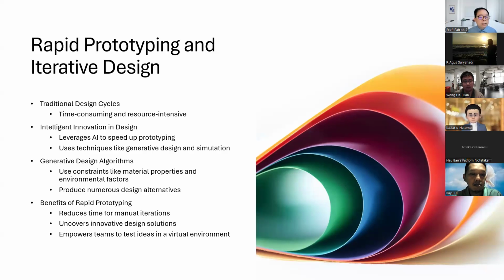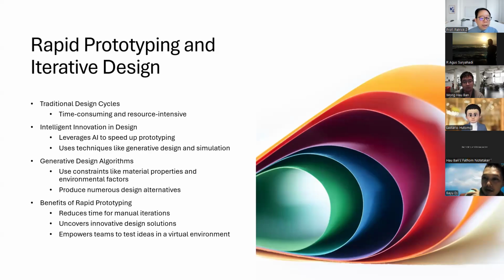But the traditional design cycle is very time consuming and you need a lot of resources. But with intelligent innovation in design, you can use AI to speed up the prototyping. Prototyping must be fast because in prototyping, you don't want to spend too much time. Otherwise, you will delay the whole production, right? But using AI, it will help you to speed up the prototype. And you can use techniques like generative design and simulation to speed up the whole process.